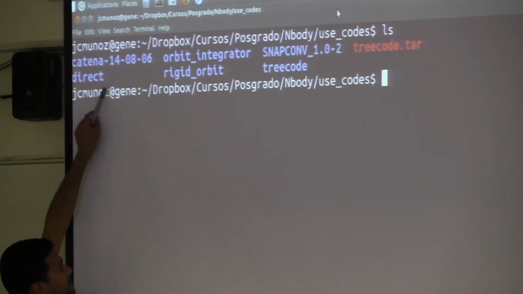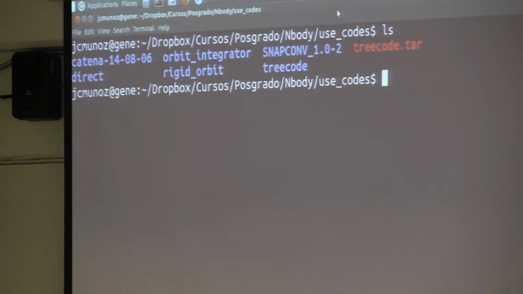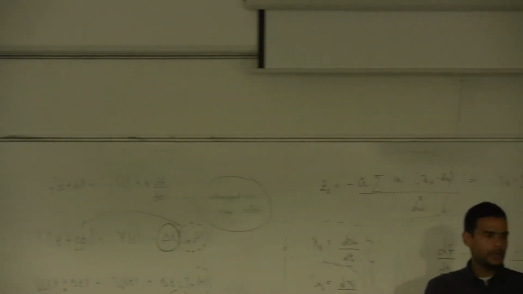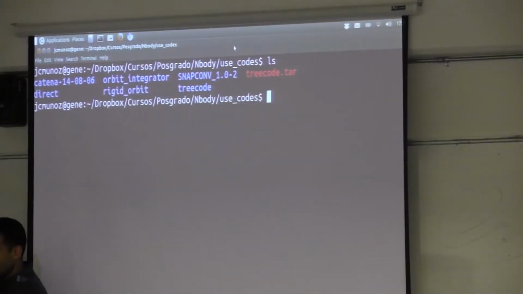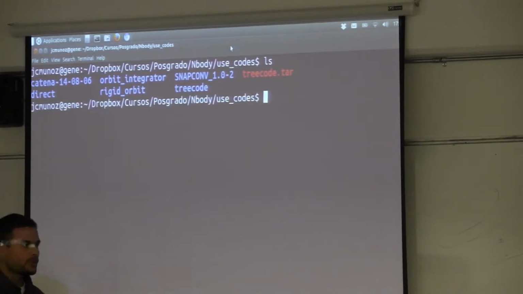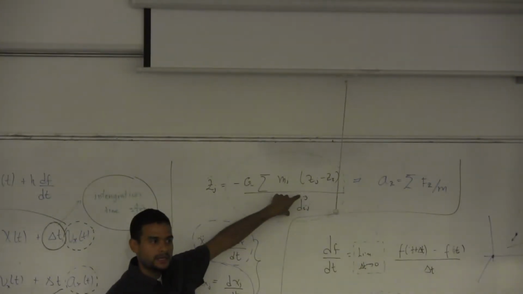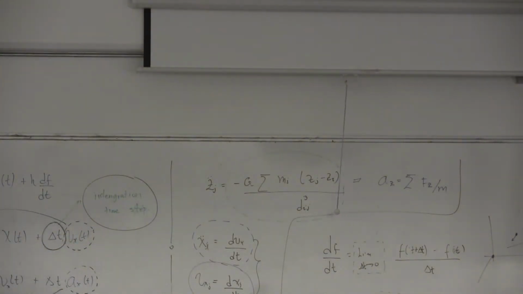This one here is a code which uses an approximation to compute, using the direct method, the force field on a distribution of particles. That means inside this folder there is a program which you can use to compute the force field in a distribution of particles using this approximation, which is, as we saw the last session, the direct method. No approximations at all. It's the exact number for the force field in each particle. This one here is the one we are going to use right now.